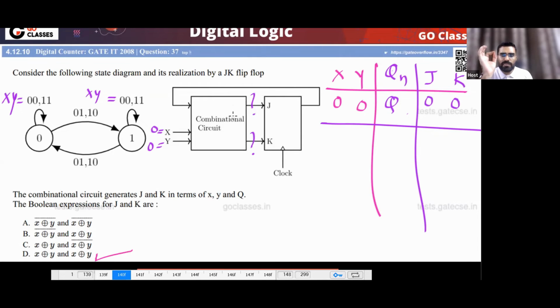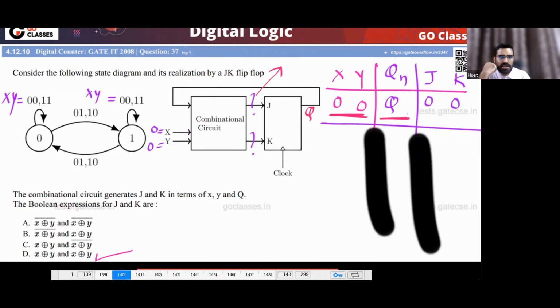See what I'm saying. Please understand. If x is 0, y is 0, then what should happen? State should not change. So if I apply x0, y0, then after this combination circuit, I don't know what is in this combination circuit. But after it, what should I get so that state does not change?